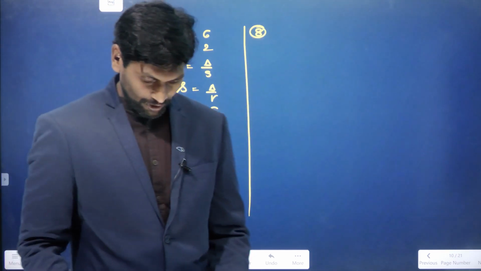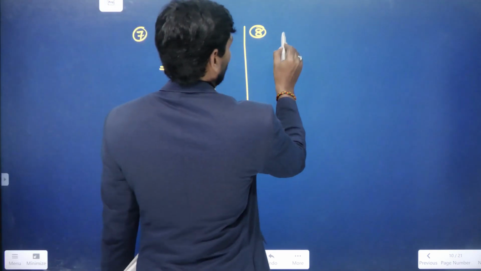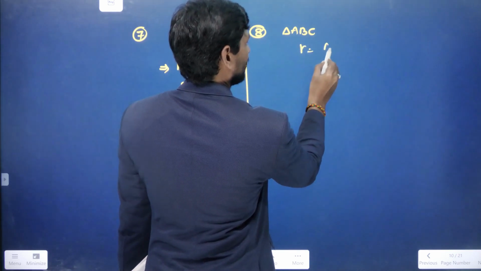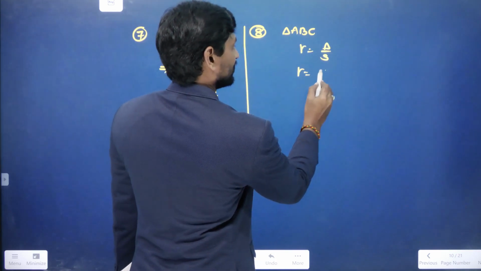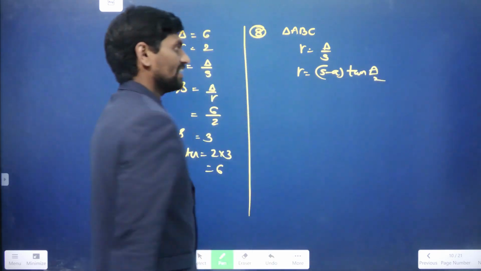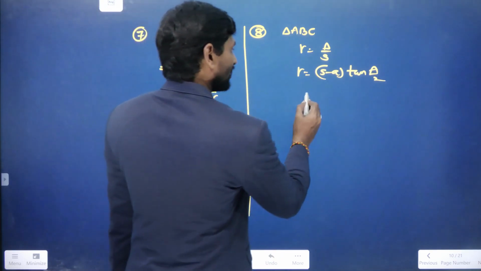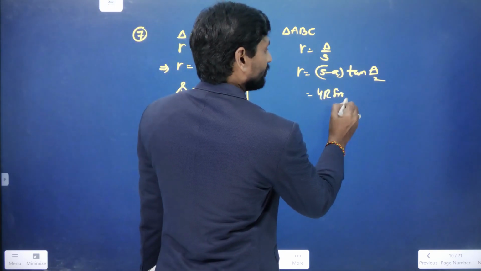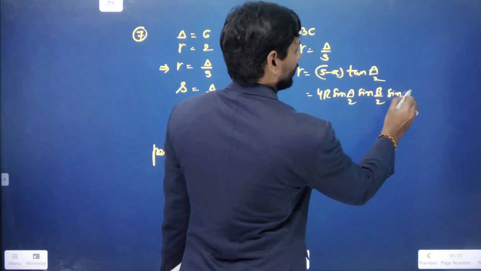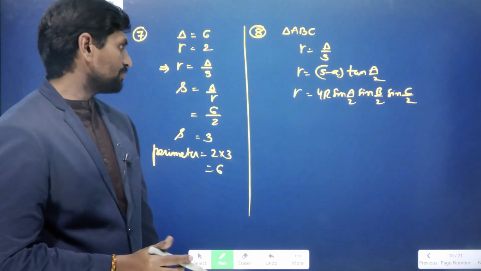Yeah. So 8th problem: in triangle ABC, r equals to... In triangle ABC, for the r value we have so many formulas. That is delta by S is one formula, r is equal to (S minus a) into tan A by 2 is one formula, or (S minus b) into tan B by 2, (S minus c) into tan C by 2, and r is equal to 4R sin A by 2, sin B by 2, sin C by 2. We have multiple formulas. From this we need to choose any one of the options from your given options.